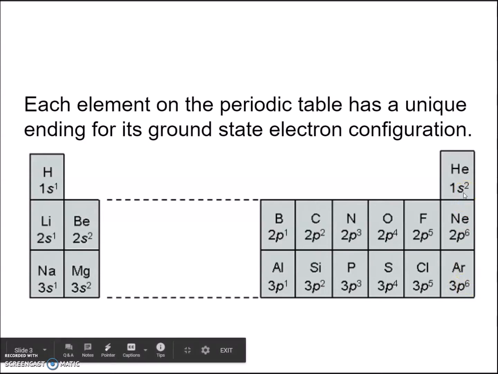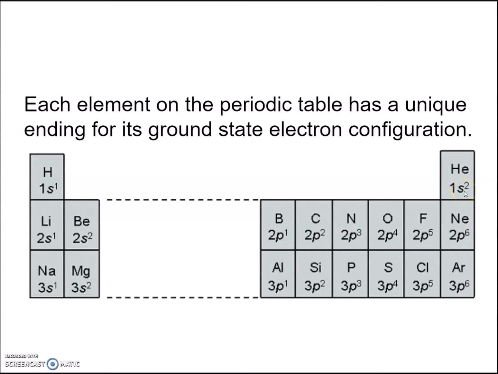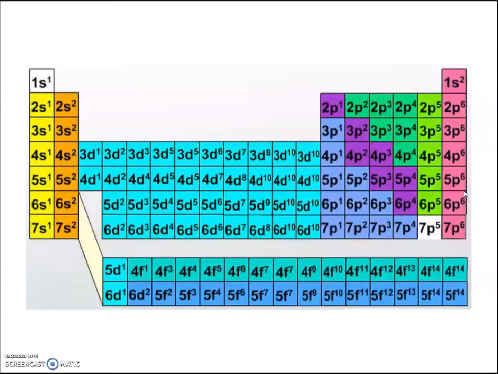But what about helium with a 1s2? It just so happens that in the first principal energy level, there's only one orbital, which means there's only one sublevel, which means it can only hold 2 electrons. So in the noble gas column, what you find are the elements that have a completely filled principal energy level and thus are unreactive. Noble gases don't react. Now, let's take a look at the full periodic table with all of those unique electron configuration endings filled in.